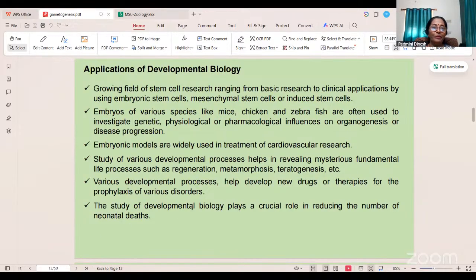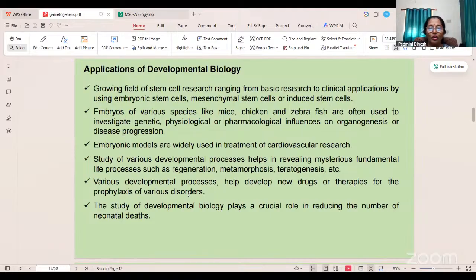And the study of developmental biology plays a crucial role in reducing the number of neonatal deaths. Nowadays we have a lot of abortions, or the moment the child is born, they die. All these can be addressed when we have these developmental biology studies, so that we can reduce the number of deaths. So that is the importance of developmental biology. To understand this research, first of all, we should understand what cells we have, how they are produced, and what the various functions are that they do. Only then can we use that in research.